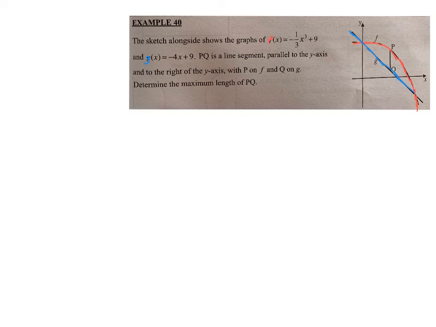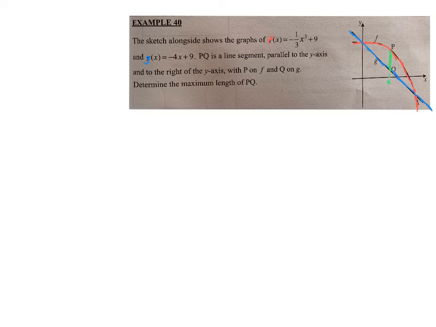Right. And what they're asking you is, so they give you the equations of both of those, and they said PQ is a line segment parallel to the y-axis. Okay, so that means P and Q will have the same x values. Does that make sense? So if it's parallel to the y-axis, that means they've got the same x value, right? Those 2 points, right? And on the right-hand side of the x-axis, in other words, the x value of that must be greater than 0, with P on f and Q on g. Determine the maximum length of PQ. So we want to now find the maximum length between these 2 points.